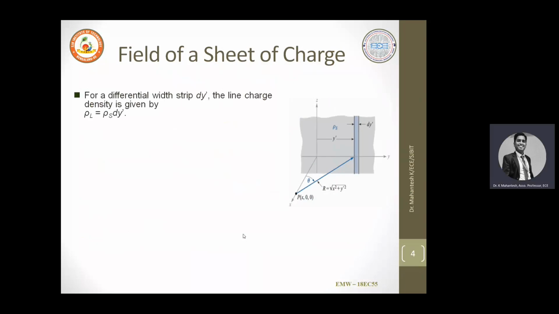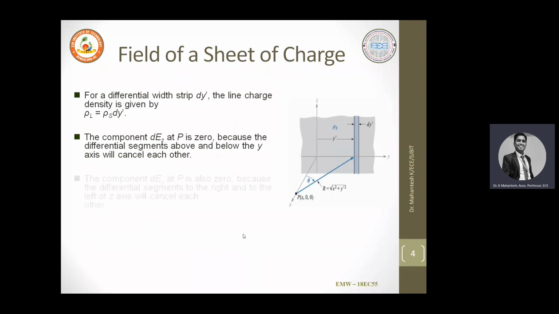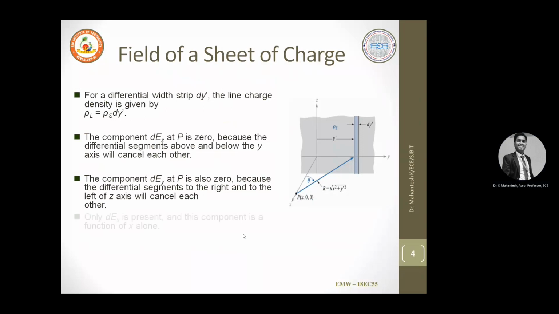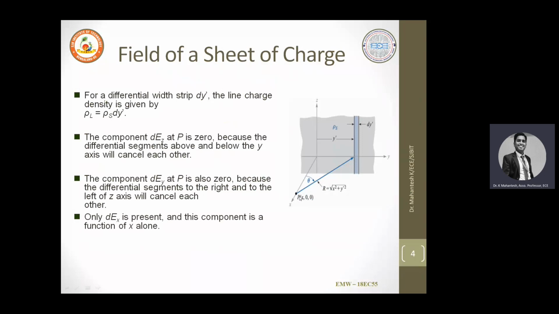For a differential width of strip dy dash, the line charge density is given by rho L equal to rho s dy dash. The component dEz at P is 0 because the differential segments above and below the y-axis will cancel each other. The component dEy at P is also 0 because the differential segments to the right and to the left of the z-axis will cancel each other. So only dEx is present and this component is a function of X only.